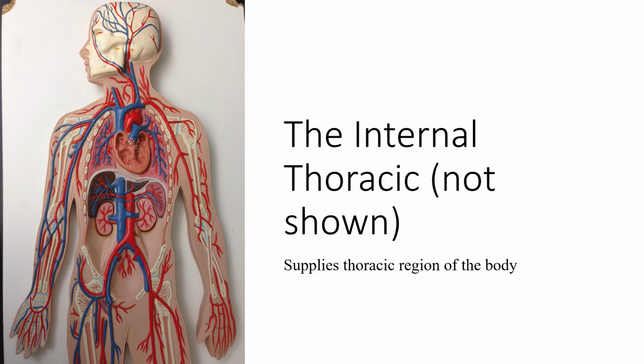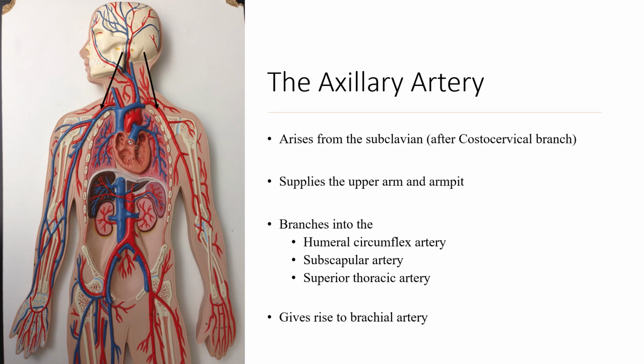The last is the internal thoracic. However, the internal thoracic is not shown. This is, of course, supplying the thoracic region of the body. Now, the axillary artery arises from the subclavian artery after the costocervical branch. And so the axillary artery is supplying the upper arm and the armpit.